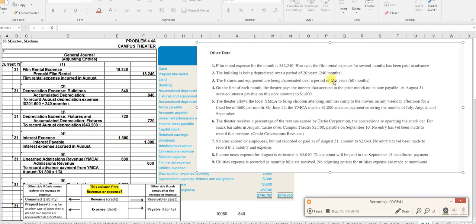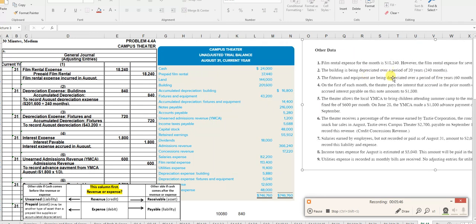Furniture and fixtures are being depreciated over a period of 5 years. So again, it's depreciation, so I'm going to debit depreciation expense, credit accumulated depreciation. Accumulated depreciation, by the way, is a contra asset. This month I'll put 840 in it, and accumulated depreciation has 840 in it. The next month I'll put 840 in depreciation, but add another 840.